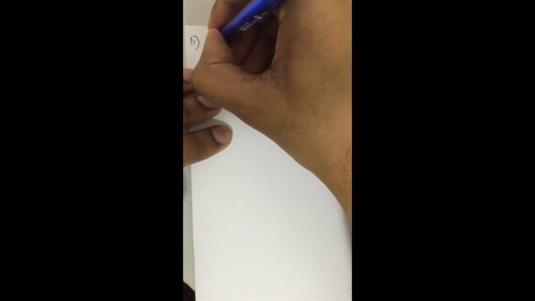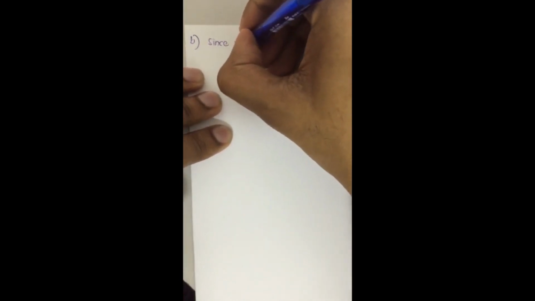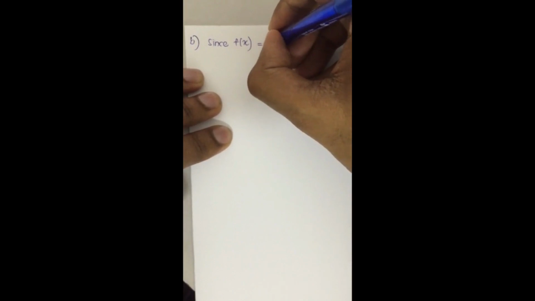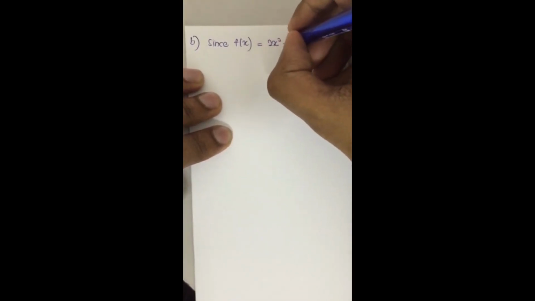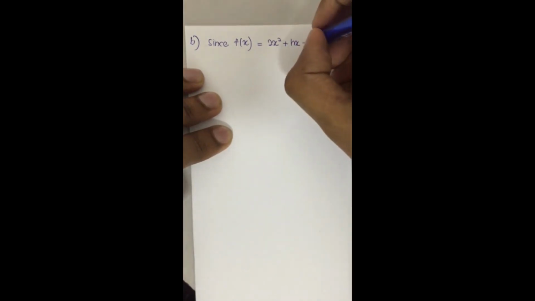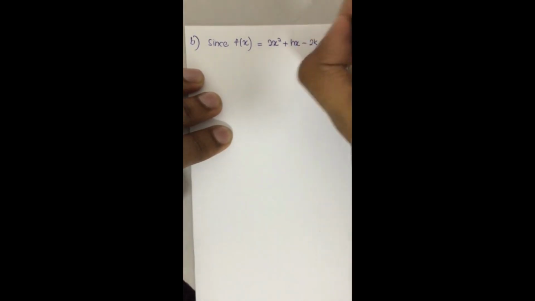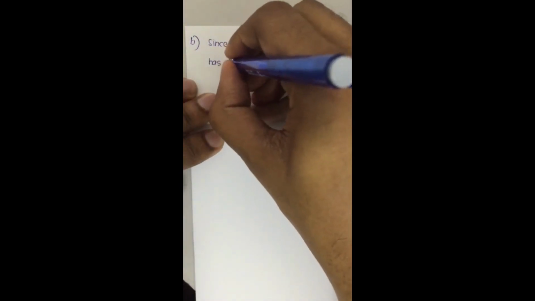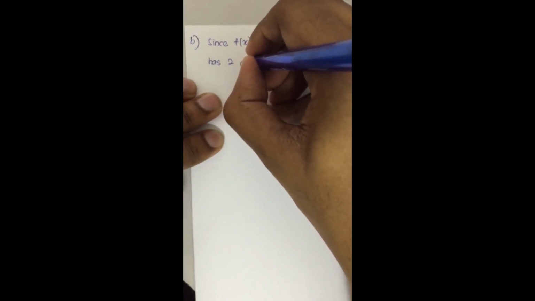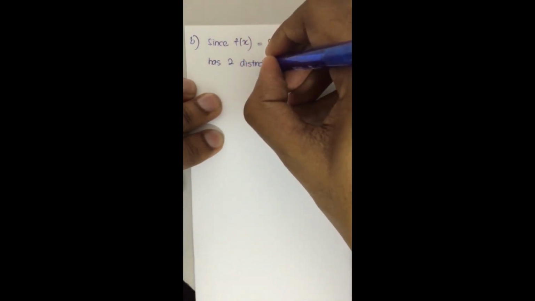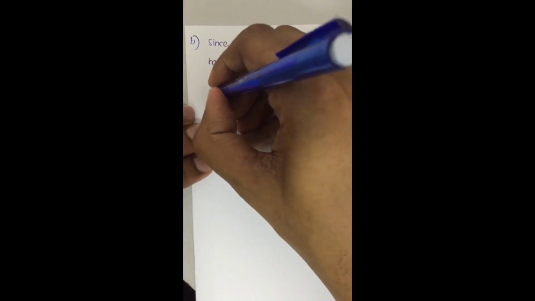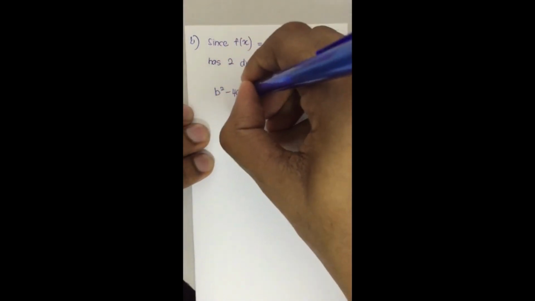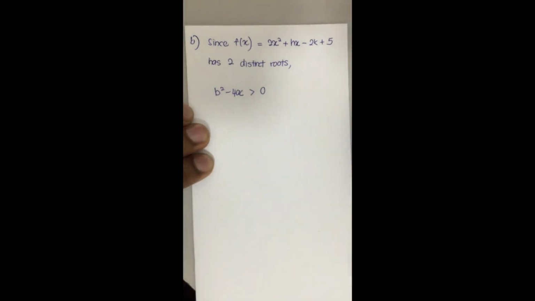Since f(x) equals 2x squared plus hx minus 2k plus 5 has two distinct roots, from here we're going to apply the rule b squared minus 4ac more than 0. From here we need to identify which is the coefficient a, b and c respectively.